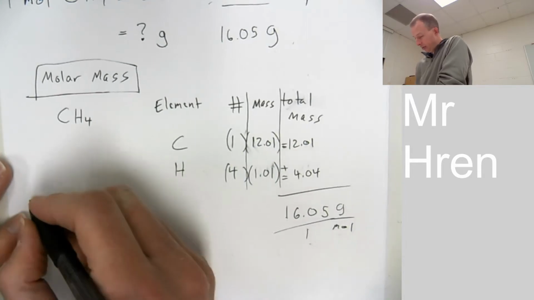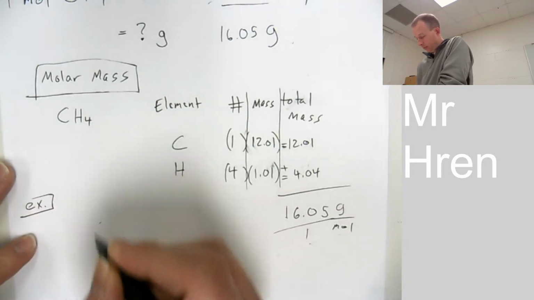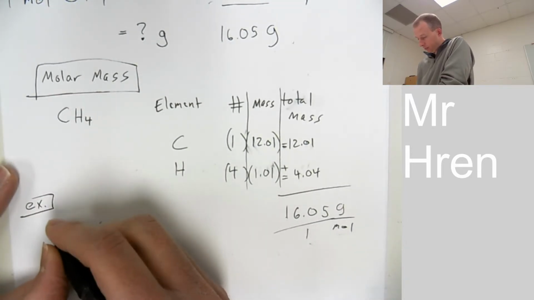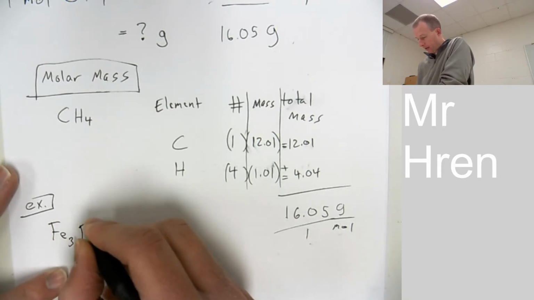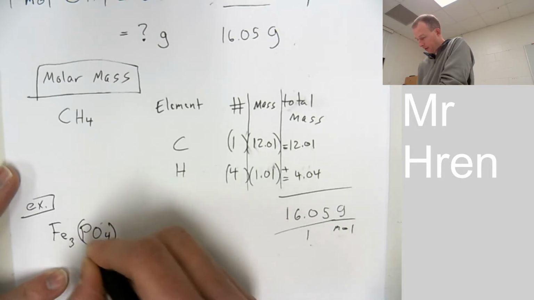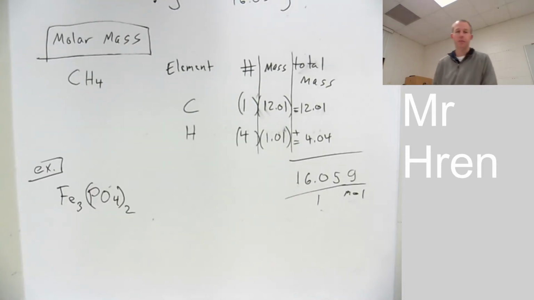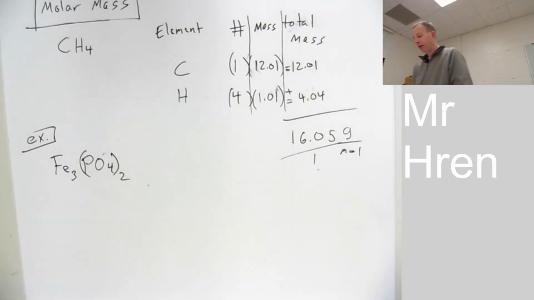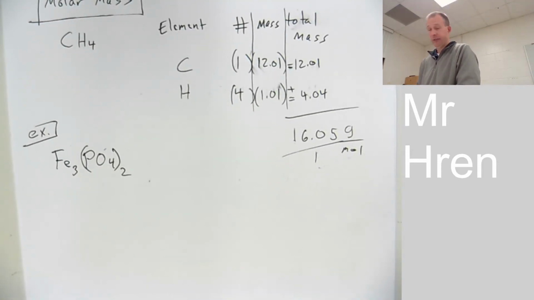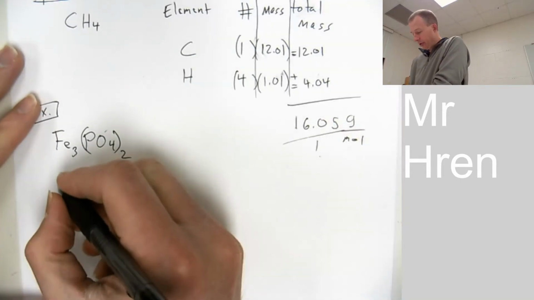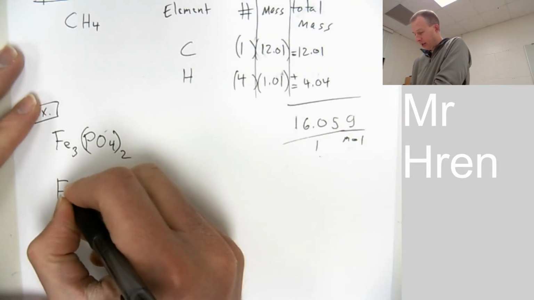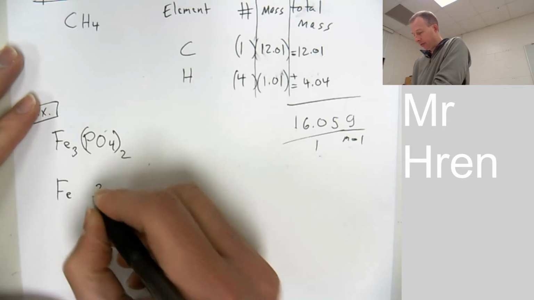So another example, example 2. Let's say we're going to do iron 2 phosphate. So there's a formula. So iron, so we got 3 irons, then we got phosphate. Now, the reason I'm showing you this one, let's figure out how much of everything we've got. So we've got iron. Obviously, how many irons do we have? We have 3 irons.